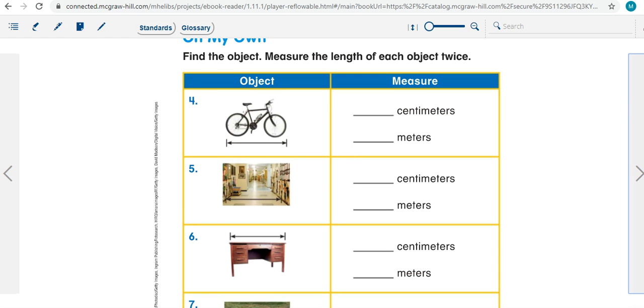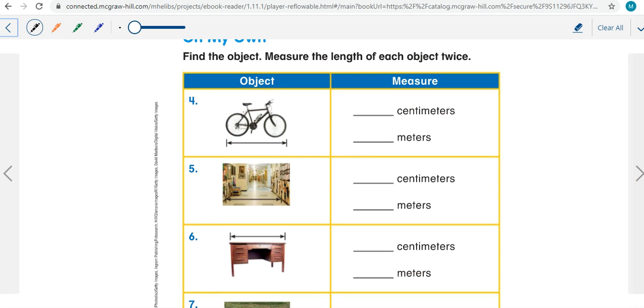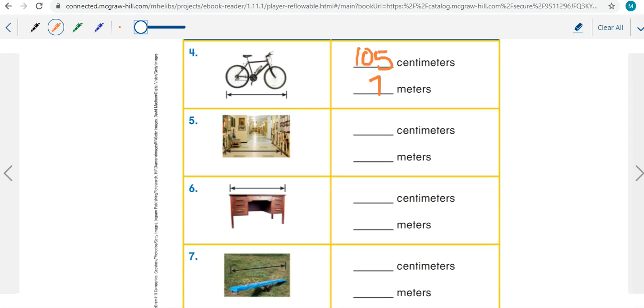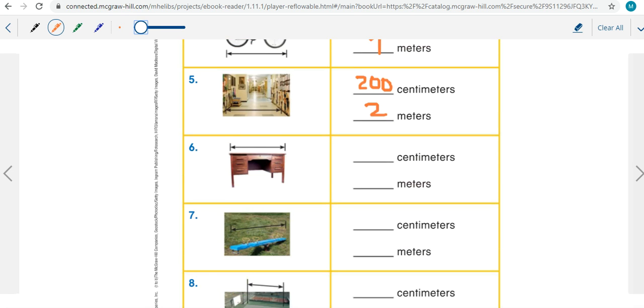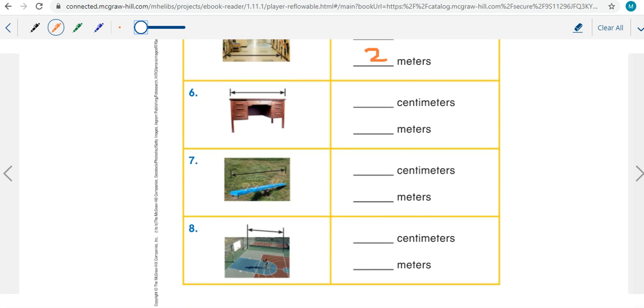We're going to first measure it in centimeters, and then we are going to measure it in meters. So a bike is not too long. Let's say that a bike is 105 centimeters. So that is the same as we have about 1 meter. This hallway, this is a hallway. Let's say it's about 2 meters. So if we have 2 meters, that is the same as 200 centimeters. Okay?